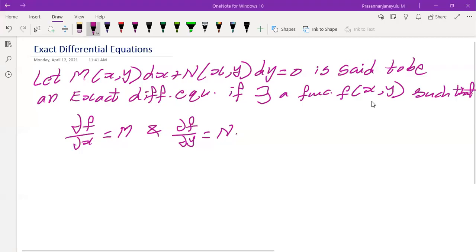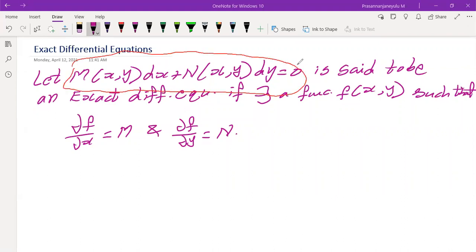Let M dx plus N dy equals 0, where M and N are functions of x comma y, is said to be an exact differential equation if there exists a function f of x comma y such that ∂f/∂x equals M and ∂f/∂y equals N. Then only we can say the given DE is an exact DE. So you have to concentrate on this; this is the definition.